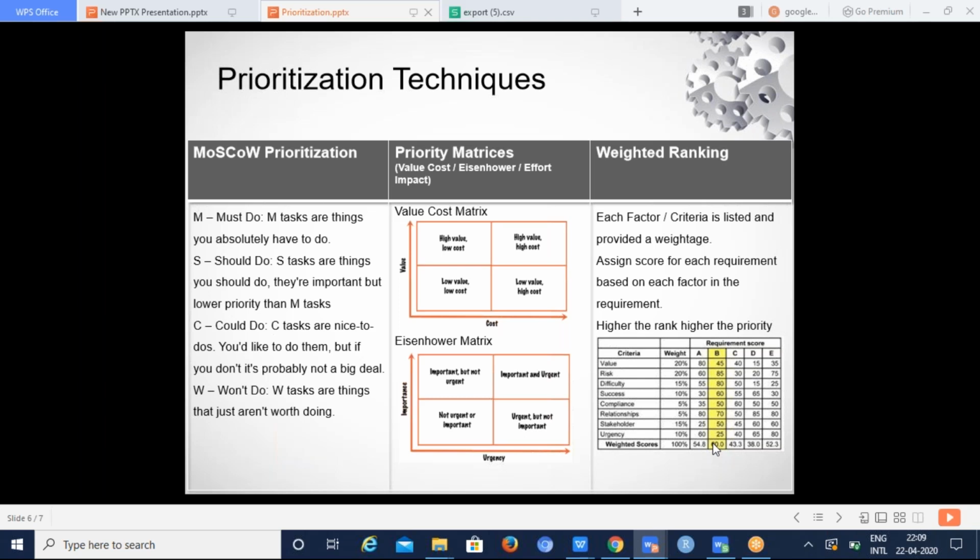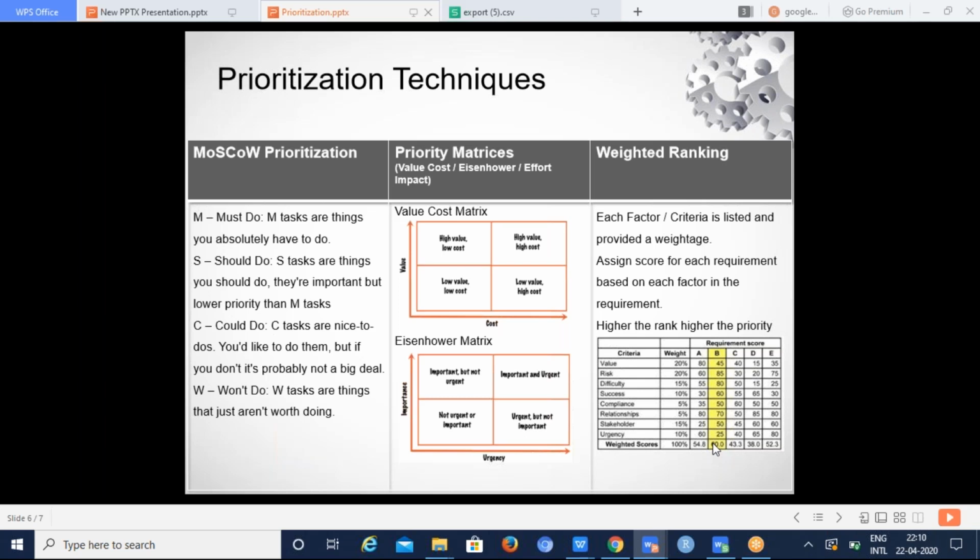But do we have any tools or any methodologies for this prioritization? You can use three techniques. We have the MoSCoW prioritization, we use the priority matrix, and we have weighted ranking. Once you use all these, you would be able to come up with the final list of priorities.